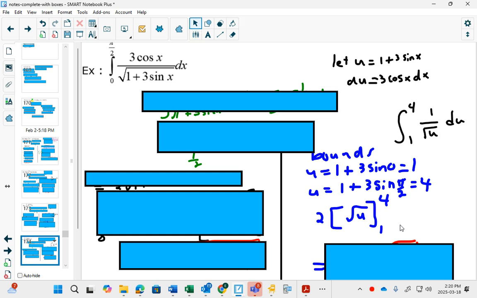which becomes u to the negative 1/2. I might even write that out. Rewrite this as u to the negative 1/2 du. Add 1 to the exponent, we get u to the 1/2, divided by 1/2. That's how I got the 2 out in front.